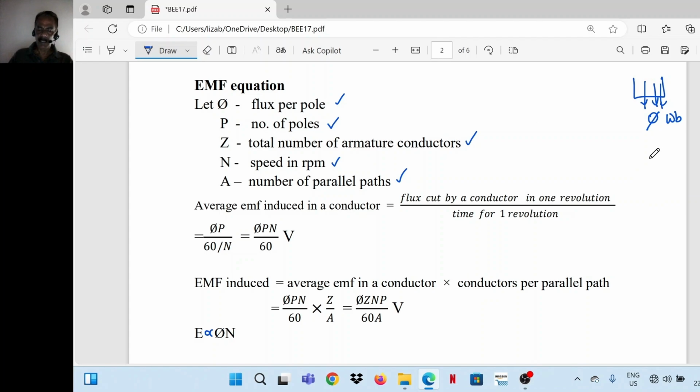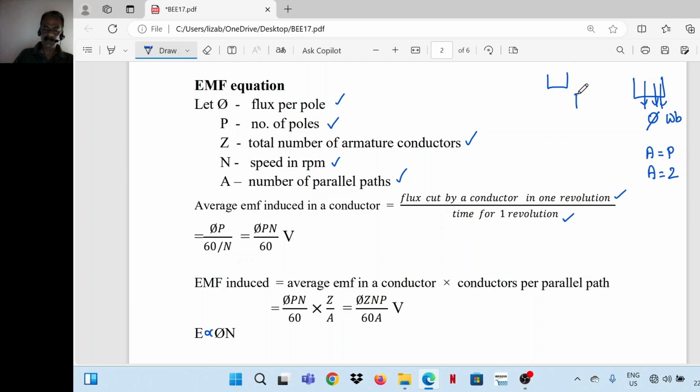And we know that for a lap-wound machine, the number of parallel paths is equal to the number of poles, and for a wave-wound machine, the number of parallel paths is equal to 2. Now the average EMF induced in a conductor is the flux cut by a conductor in one revolution divided by the time for one revolution.